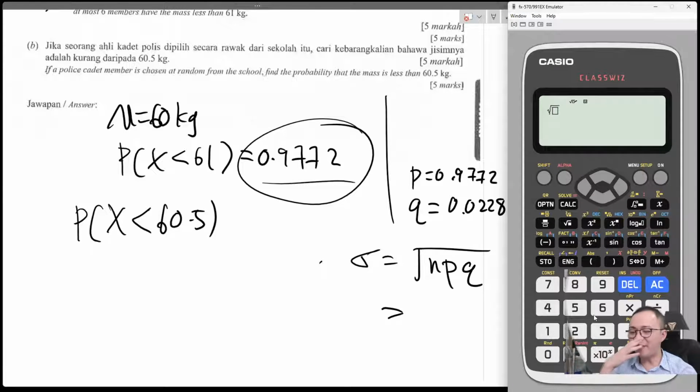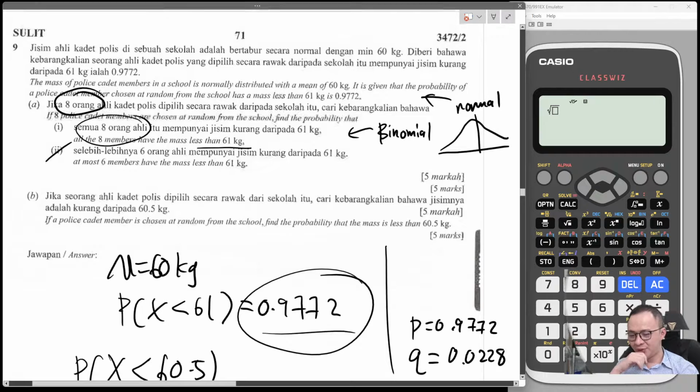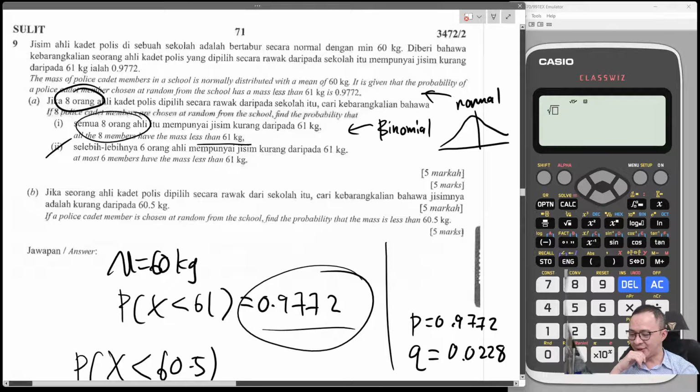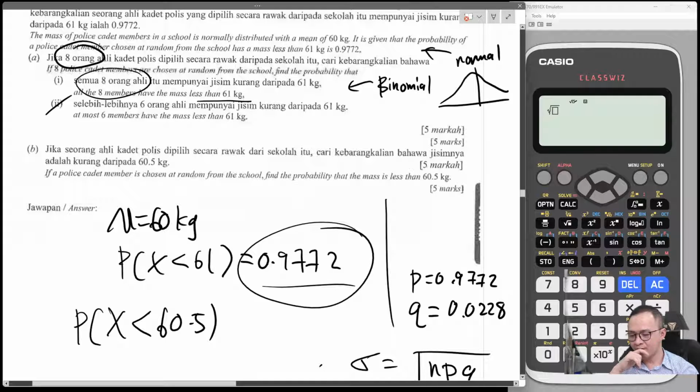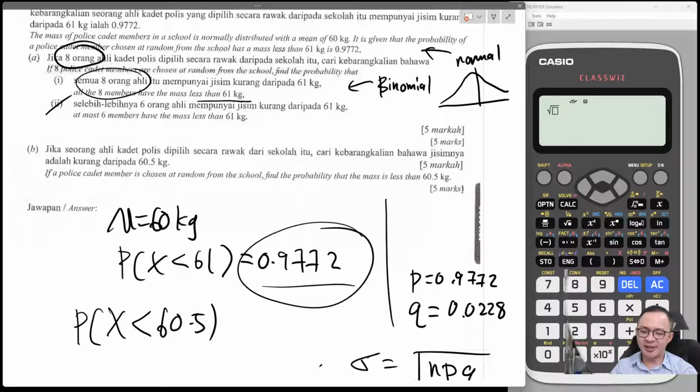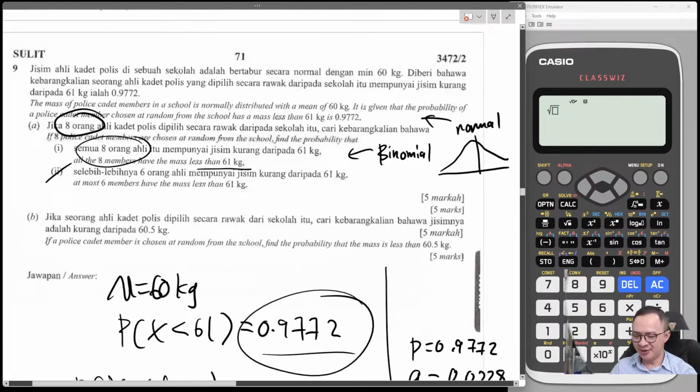But we don't have n also. Should we assume n is 8? Why like that one? If a cadet is chosen at random, find the probability that the mass is less than 60.5 kg. Are they using back the A answer? Cannot be, right?